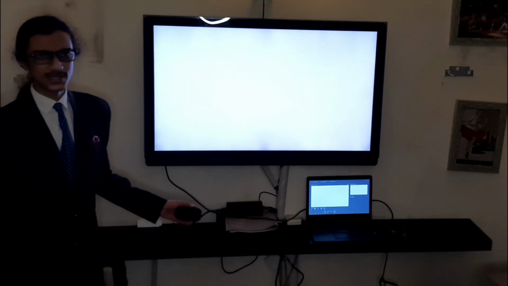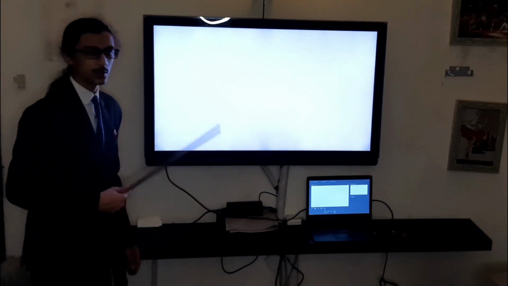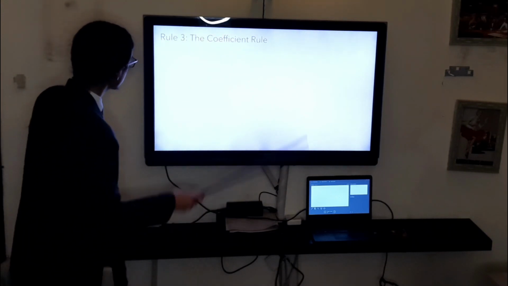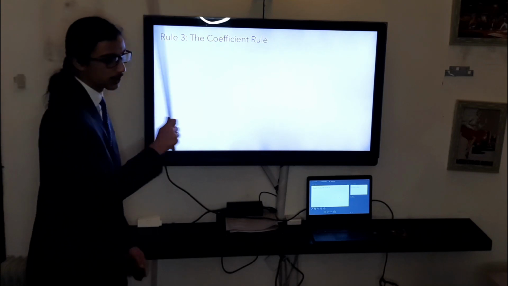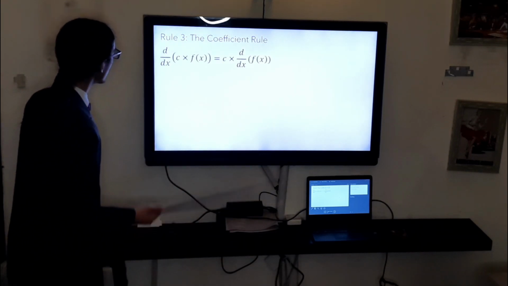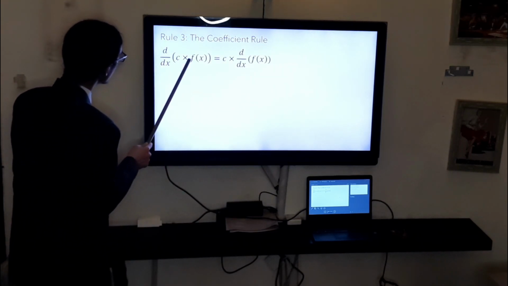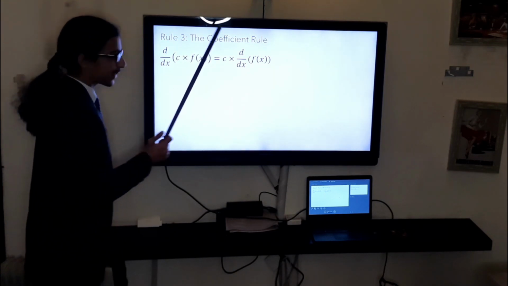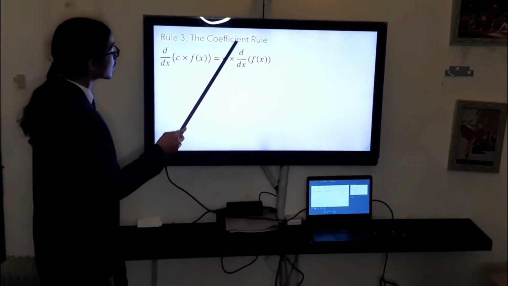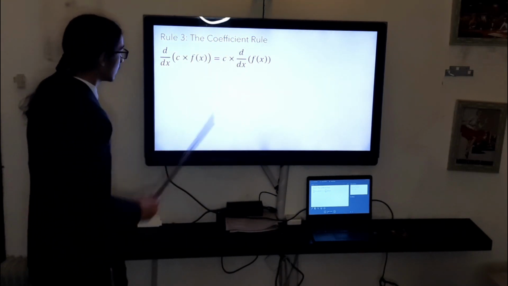Okay, those are the two very simple rules. The next ones are also fairly simple, but it's good to go through them. So the coefficient rule is the next one, rule number 3. And that just says this: if we've got the derivative of a constant times another function, that will just be the constant times the derivative of the function.